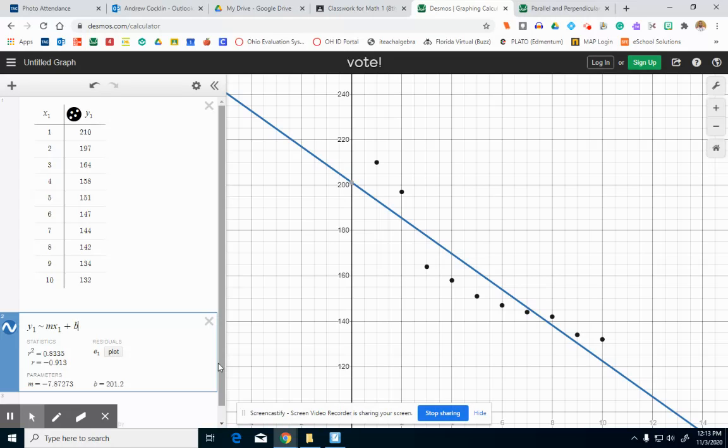Okay. So what is your slope of this one? We should have a slope value of negative 7.8, 7.9 roughly. Do you all have that on your screen? And a y-intercept of 201.2. Your R value, how come it's negative this time? Because your slope's negative, right? Now, your R value is negative 0.913. So we would consider this to be about how accurate?